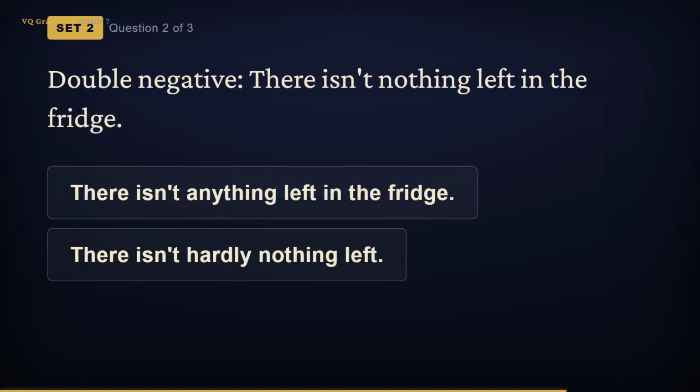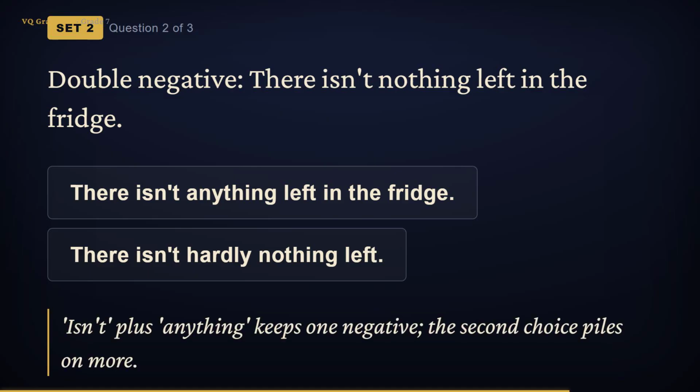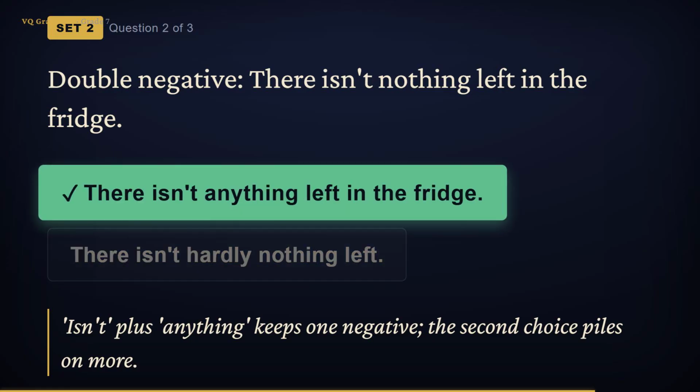There isn't nothing left in the fridge. Isn't and nothing are our 2 negatives. The first choice turns nothing into anything. There isn't anything left in the fridge. 1 negative, correct and clear. The second choice stuffs in hardly and nothing together, which only makes it worse. So the answer is the first choice.